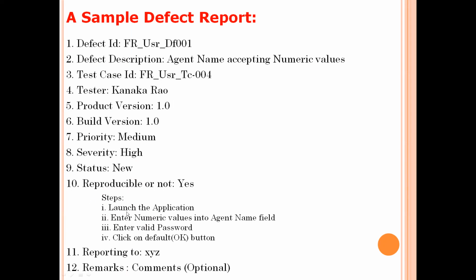How to reproduce? Launch the application. We are providing steps to the developer. By executing these steps, the developer can locate that defect. He or she can easily understand. Steps: launch the application, enter numeric values into the agent name field, the agent name edit box, enter valid password, click on the default button. Next, reporting to XYZ. The reporting depends on the company. Corresponding developers or the development lead.